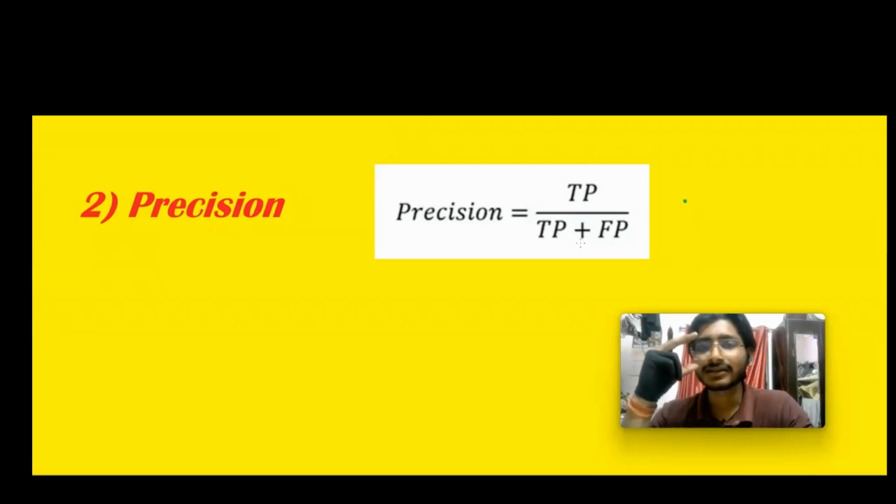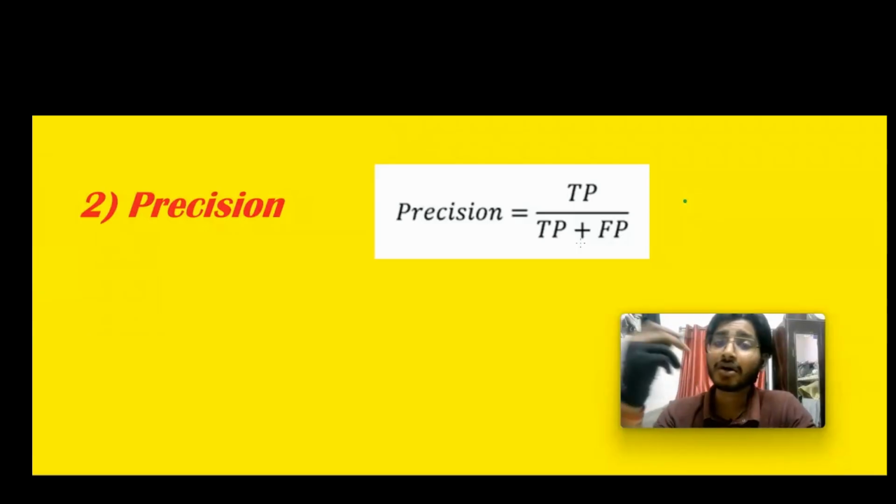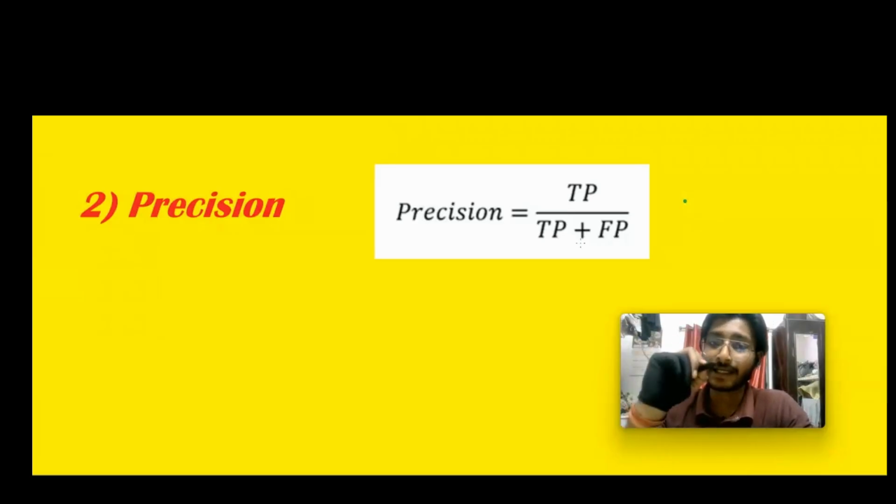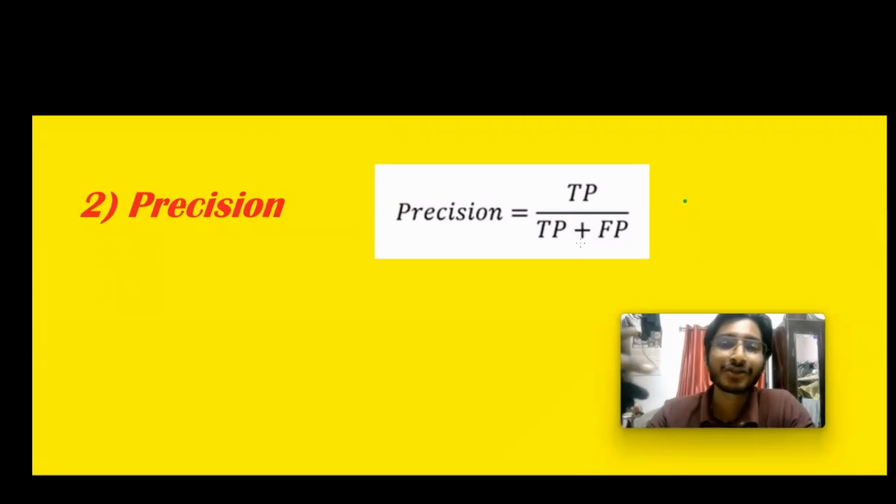So what this formula actually means is that precision answers the question: out of all the emails that the model predicted as spam, how many were actually spam? This is the question answered by precision. So if precision is high, it means when the model says spam, it is usually correct.